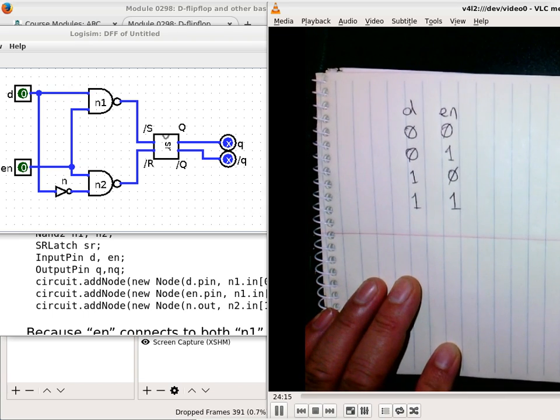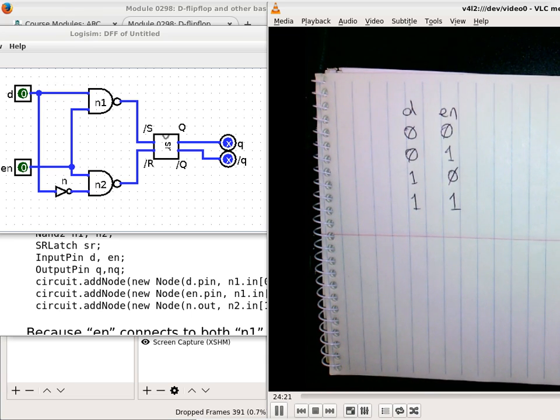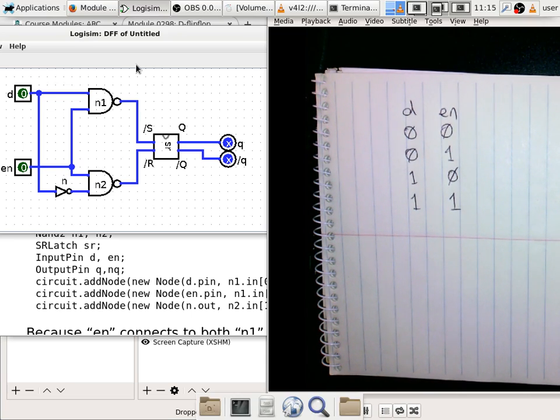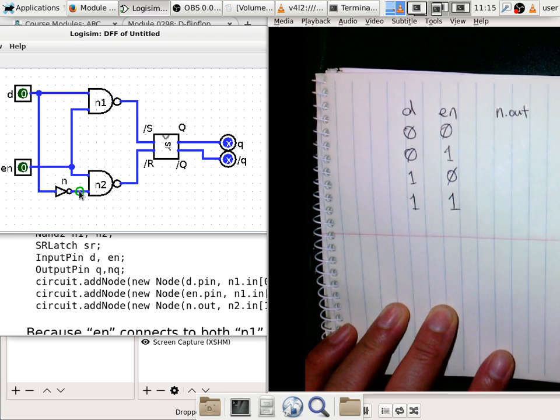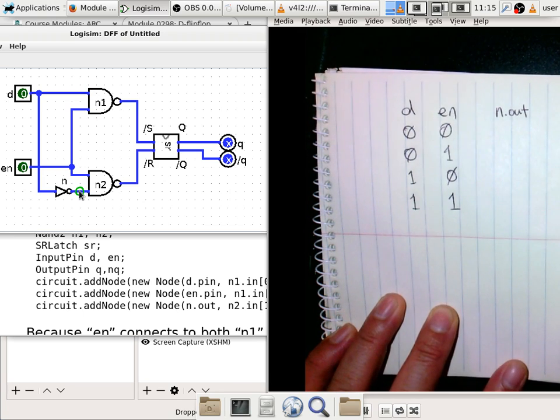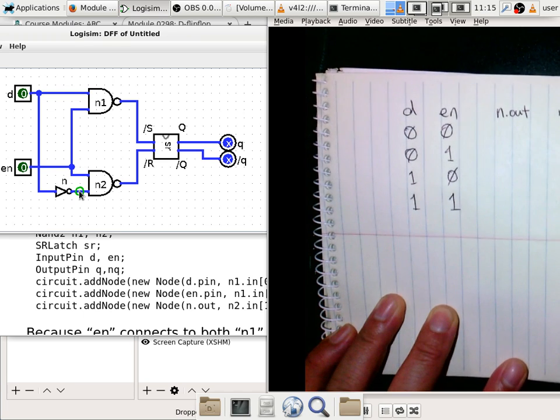But we also want to track, maybe, I don't know. Do you want to track the nodes that are internal? The internal nodes are this one and this one. Those are the internal nodes, and so is this one. Do you want to track the internal nodes? Yeah, why not? So N.out is the output of the negation gate. We also want to track N1.out, the output of the first NAND 2 gate.